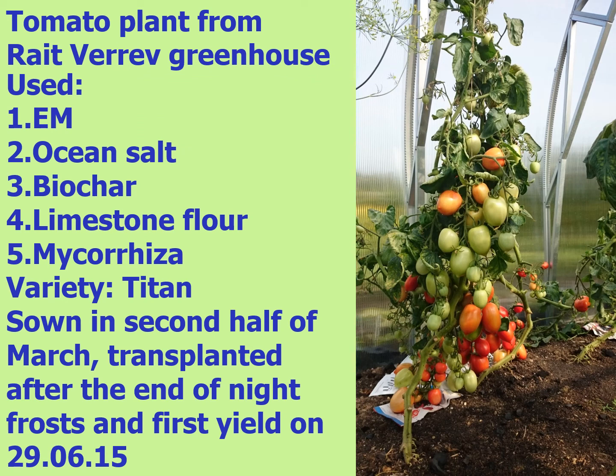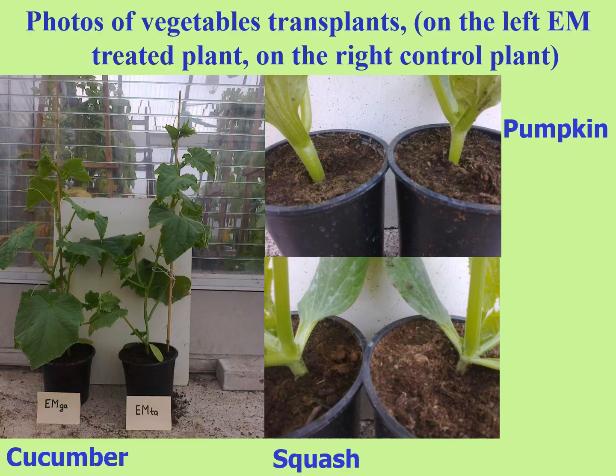Tomato plant from Right Farm greenhouse. He used EM, ocean salt, biochar, limestone flour, mycorrhiza, variety was Titan, sown in the second half of March, transplanted after the end of night frosts in greenhouse, and first yield on 29th of June 2015. Photos of vegetable transplants on the left hand side, EM treated plant, on the right, control plant.